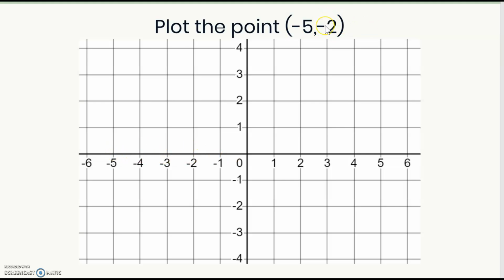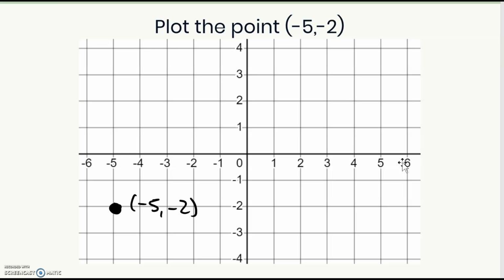Then the second number is talking about the y component, or the y value. This -2 is negative. On your y-axis, remember that is always vertical, we need to go down to -2. So let's first go over to -5 and then down to -2, and we will plot our point right there. So our point right here is (-5, -2), and that's it.